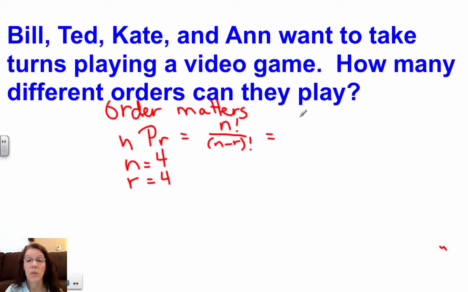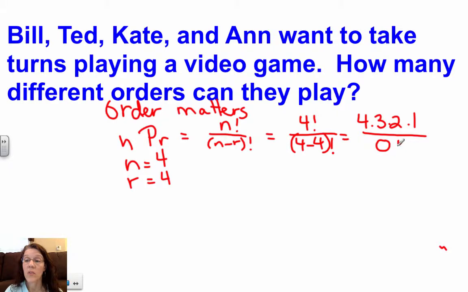So in this situation, that means it's 4 factorial over (4 minus 4) factorial. So that means that's 4 times 3 times 2 times 1 over 0 factorial. But what did I say 0 factorial equaled? Right, it equaled 1. So I have 4 times 3, which is 12, times 2, which is 24, times 1. So I have 24 divided by 1, which is 24 different orders that they can play in.